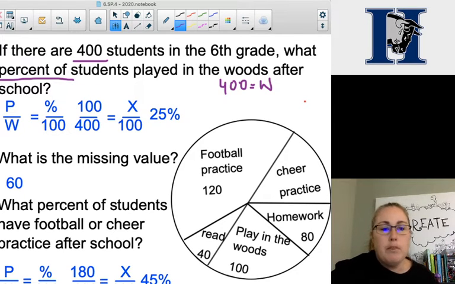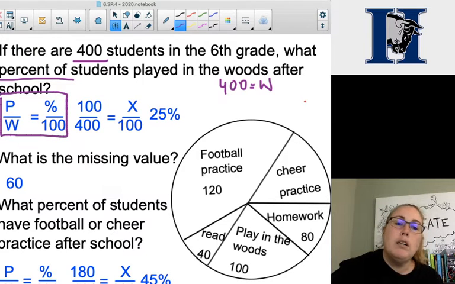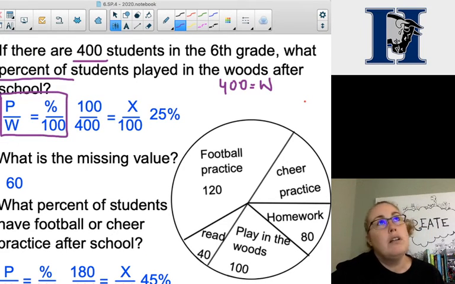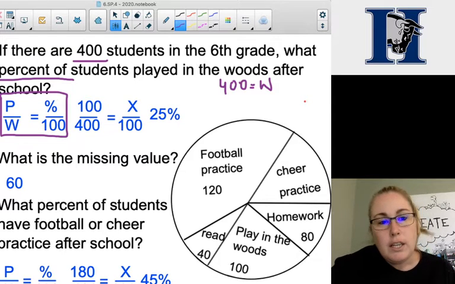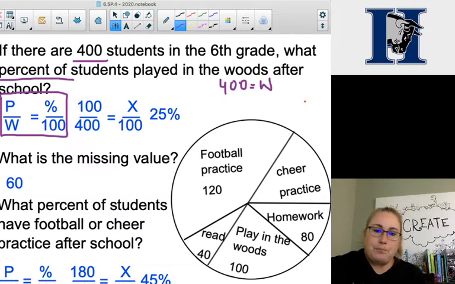So I'm going to write my formula. Part over whole equals percent over 100. One more time. Part over whole equals percent over 100. There we go. Now let's fill out this information and see what we've got.